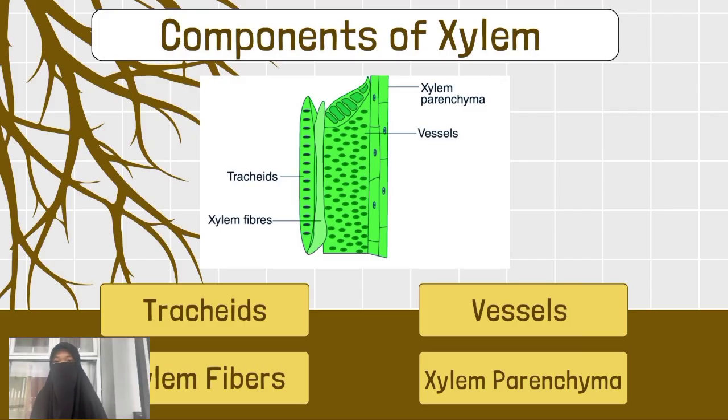Okay, the next is components of xylem. First, there are tracheids. Second is vessels, also called xylem vessels. And third is xylem fibers. And for the last is xylem parenchyma. These four components work together within the xylem system to support its primary function as a water and nutrient transport tissue in plants.